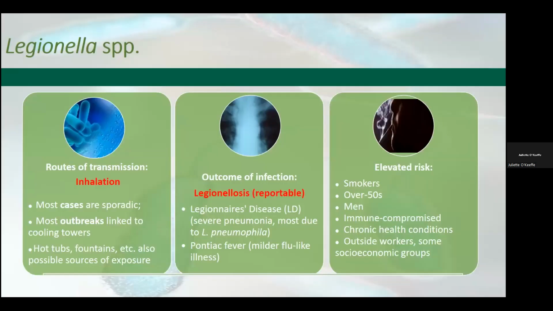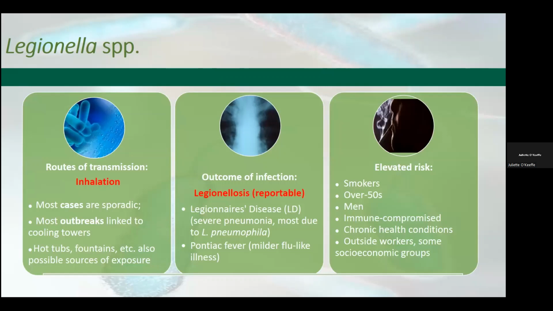Looking a little bit closer at some of the unique properties of some of these organisms, Legionella you're probably more familiar with than others. The main route of transmission is inhalation. In most cases, it's important to note, are sporadic, but when we're looking at outbreaks, most of the outbreaks are linked to cooling towers. We also see outbreaks occasionally associated with hot tubs, fountains, other possible sources of exposure where there's aerosolized infected water or contaminated water.